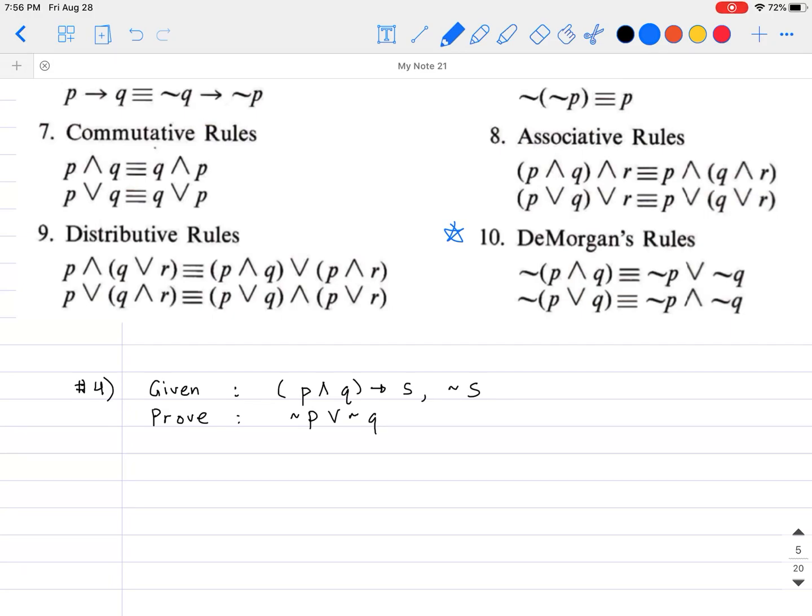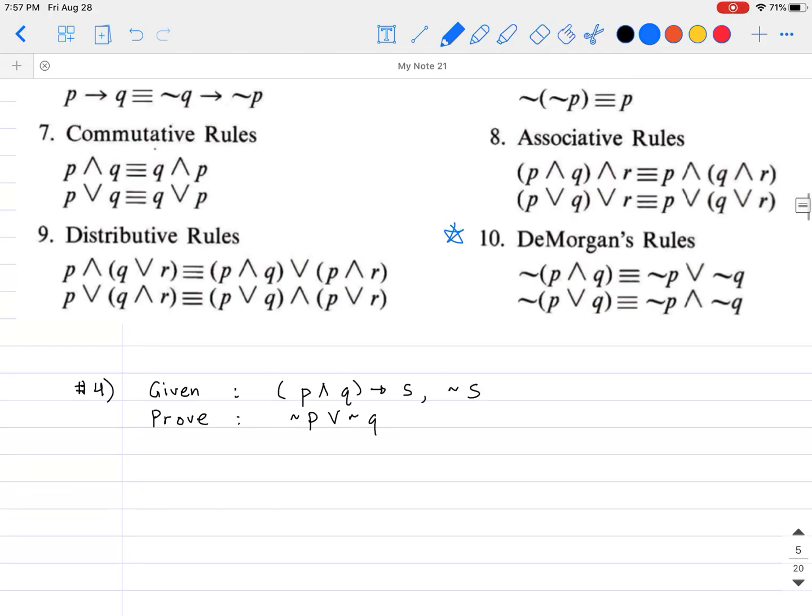Number 4. Now this one I kind of stole from a textbook, number 4, hint. So let's see if we can actually prove this one right here. Given we have in quotation P and Q, that is going to imply S. Then we have the negation of S. What I want to do is prove negation of P or negation of Q. Now, looking at what we have and what we want, I think I can see something to begin with.